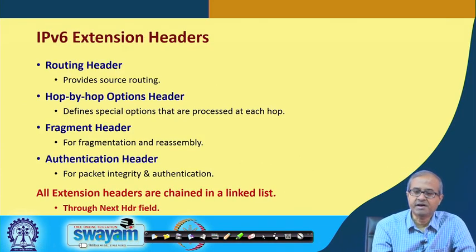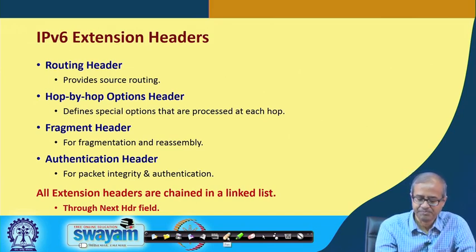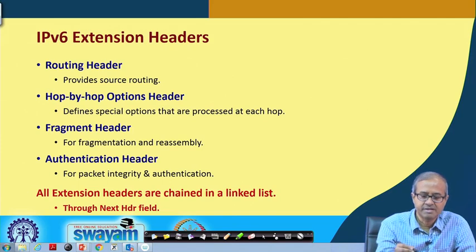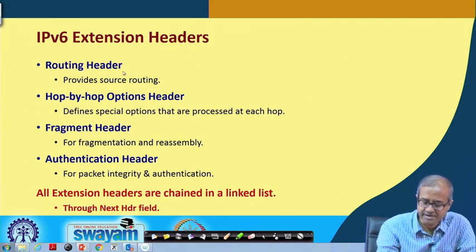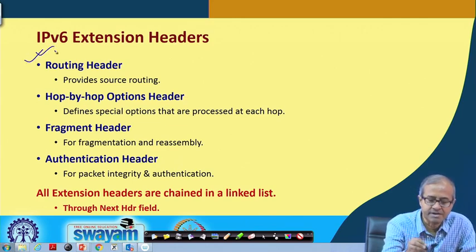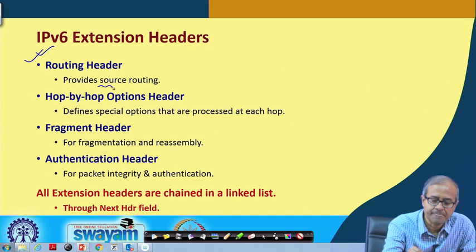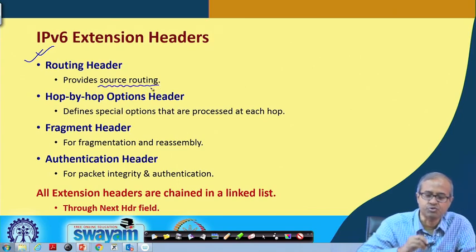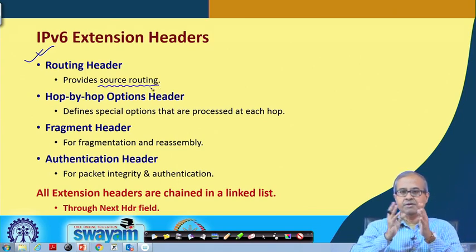Now, the important kinds of extension headers are summarized here. There can be a routing header, as you are seeing here. The routing header permits source routing. I am repeating here what source routing actually means.